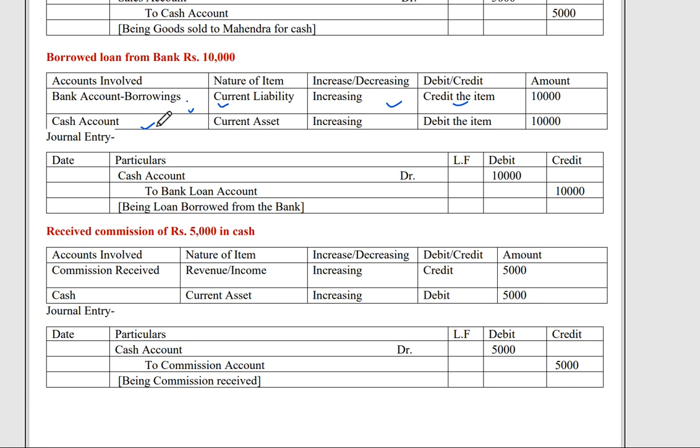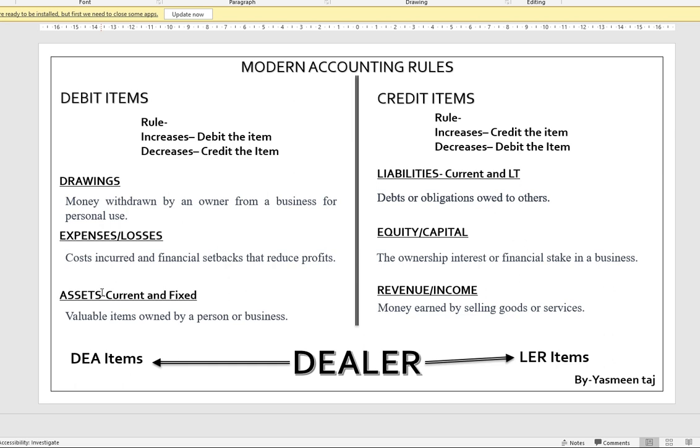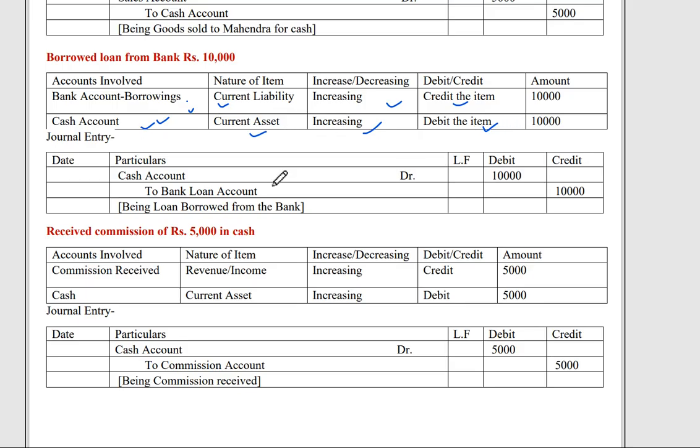So here cash for the business, that is a current asset, is increasing for the business. So we are debiting the item. When the asset increases, we have to debit the item. The journal entry for this is cash account debtor, debit 10,000 rupees to bank loan account. Bank loan account, we have taken a loan from the bank, that is 10,000 rupees credited. The narration for this is being loan borrowed from the bank.